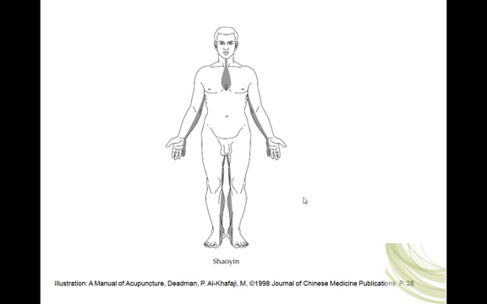You may recall that the Shao Yin cutaneous region covers the medial aspect of the upper arm, the center of the chest and throat, and the posterior medial aspect of the lower extremity. Here we go, right? The posterior medial aspect of the lower extremity, the medial aspect of the arm, and the center of the chest and throat.